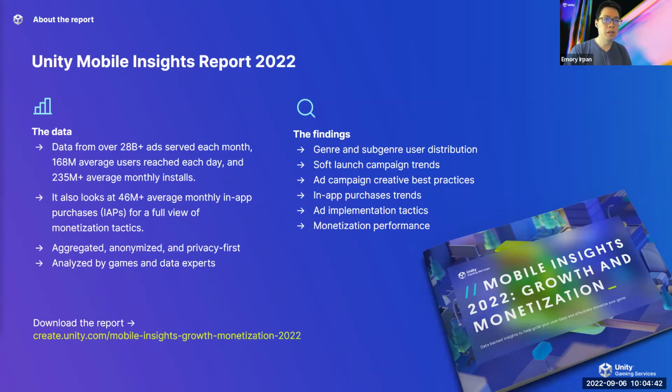The full report is available for free download at the URL shown here. At Unity, we believe the world is a better place with more creators, and insights like these help democratize information for developers who wouldn't normally have access to this kind of knowledge.